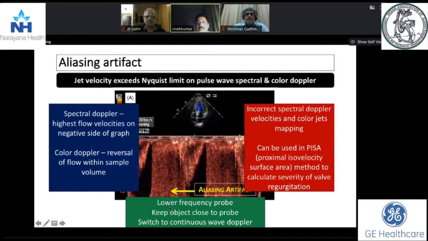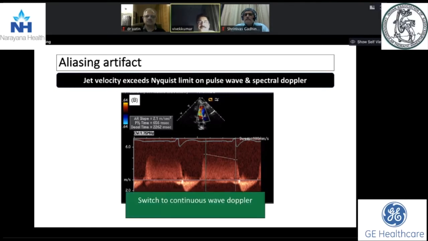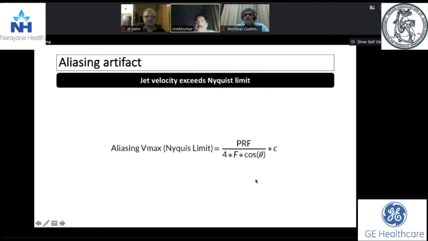We use a lower frequency probe. We keep the object or the area of interest close to the probe, or we switch to what is known as a continuous wave Doppler. So on the same jet, if we use a continuous wave Doppler, which allows us to measure jets with higher velocities, but it does not permit us to locate the depth from which this jet is originating, it resolves the problem. So there is a slide I have put because in my life, I had struggled a lot to actually figure out what this is.